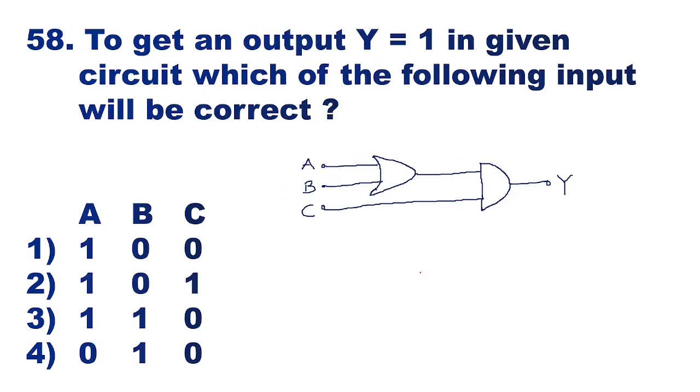So here in this question, for the output Y to be equal to 1 in the given circuit, which of the following inputs will be correct? If you observe this circuit, it has three inputs, A, B and C. Here you have an OR gate, and here you have an AND gate.